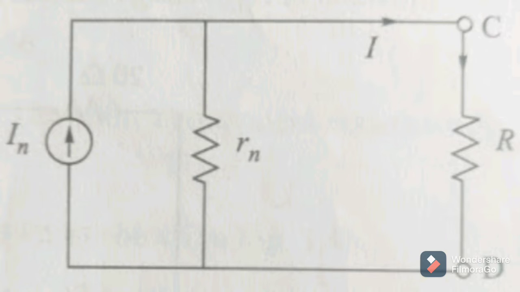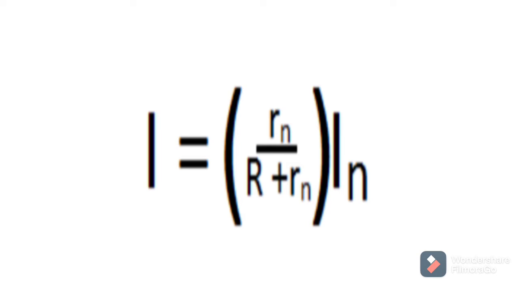So friends, if the load connected in a circuit is resistance R, the total Norton equivalent resistance of the entire circuit across the load is Rn, and the current flowing through the load terminal is the Norton equivalent current In, then the load current I flowing through the load can be found in the following way: I equals Rn divided by R plus Rn, into the total equivalent Norton current. That means I equals Rn divided by R plus Rn into In.